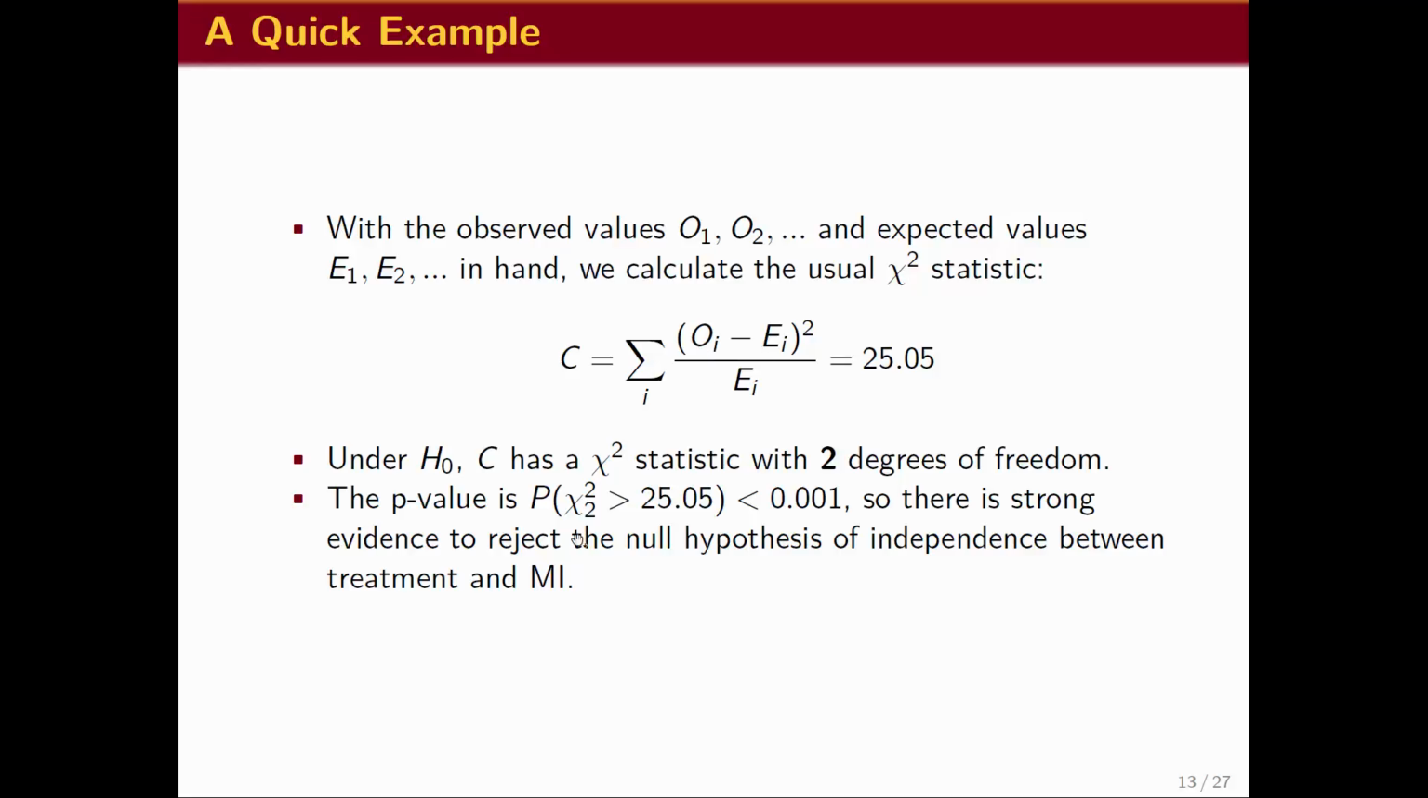Okay? So the p-value here, well, if we calculate this chi-square statistic, we end up with 25.1. And it turns out that if we calculate using software the probability that a chi-squared with 2 degrees of freedom exceeds 25, it's small, and so there's strong evidence to reject the null hypothesis of independence between treatment and MI. All right? But what does that mean in this context, right? We have aspirin, statin, and placebo. So what have we concluded on the basis of this p-value?